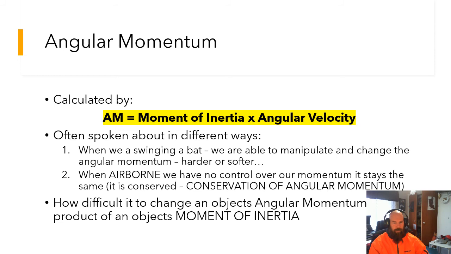So how difficult it is to change an object's angular momentum is a product of that thing's moment of inertia. The greater the moment of inertia, so remember inertia was an object's resistance to changing, okay? So changing the object's momentum is going to be impacted by the object's moment of inertia. So the bigger the inertia, the more difficult it's going to be to actually change the momentum.